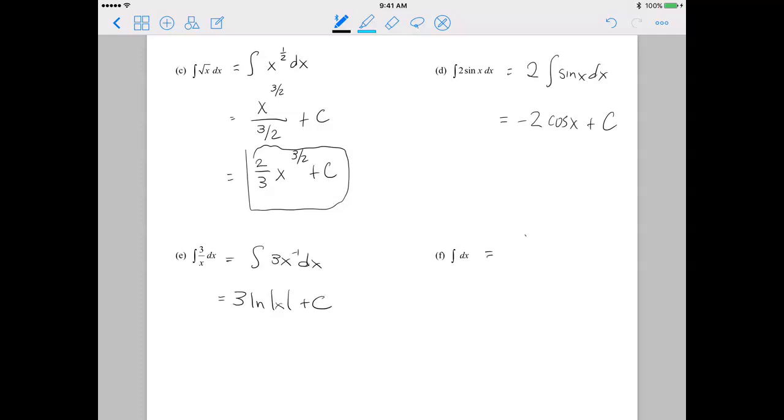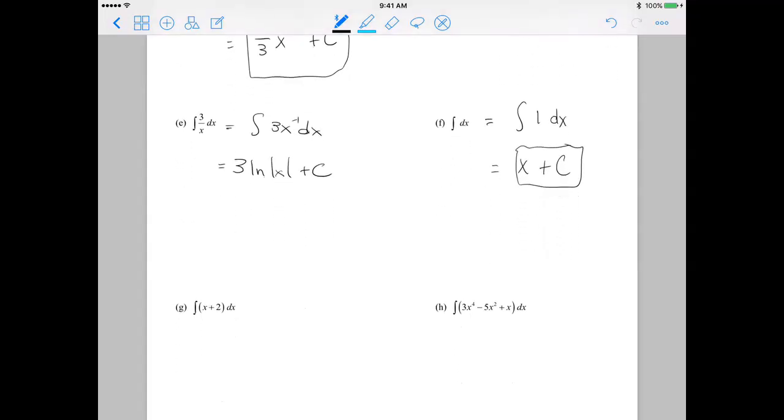Okay, example F, we have the integral of just dx. Well, another way to think about that is just the integral of 1 dx. And so if you think, okay, well, what is a function whose derivative is equal to 1? That, of course, would just be x. So the answer here would just be x plus c. Okay, so don't get confused by that one. It's not meant to be confusing. We just need to do one like that so that you can see how to handle that.